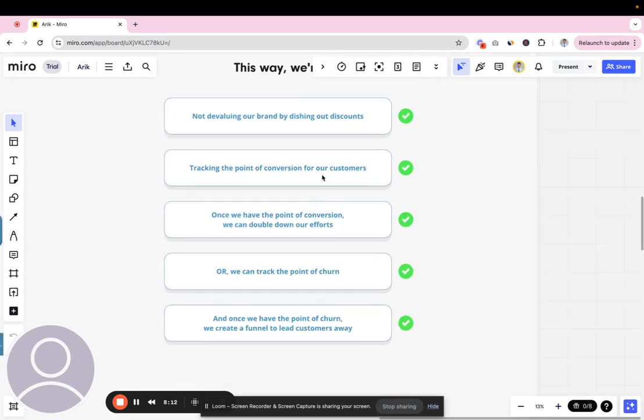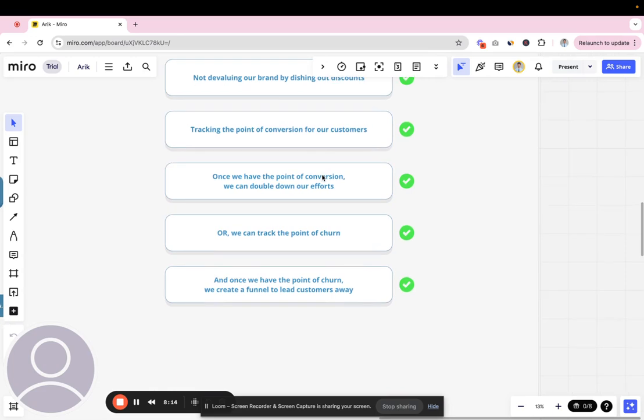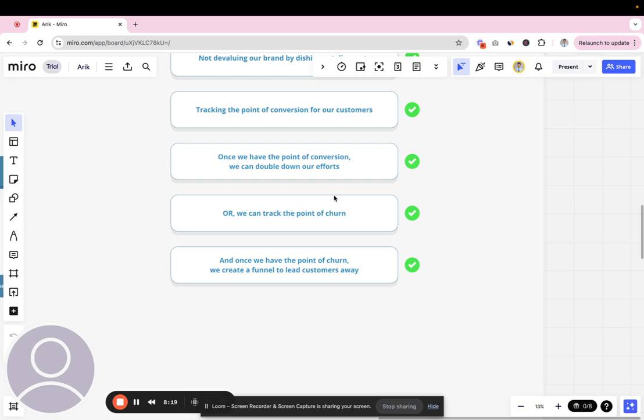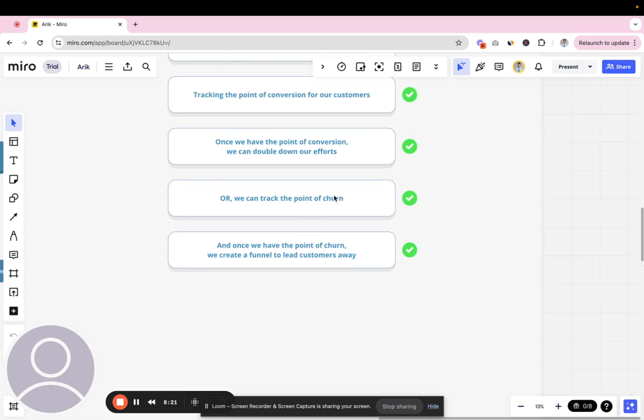You're tracking the point of conversion for your customers. Once we have the point of conversion, we can double down our efforts and identify where they were converting and what caused them to convert. Or we can track the point of churn. Why are people falling off?